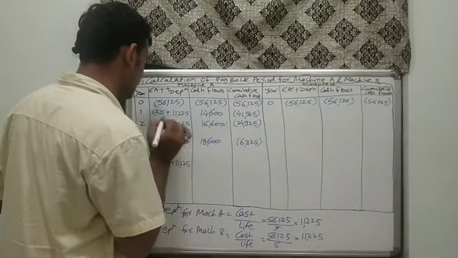Then last year's cash inflow would be 11,375 plus 11,225. It would be equal to 22,600. Hence the total cash flows positively would be 36,875 for machine A.